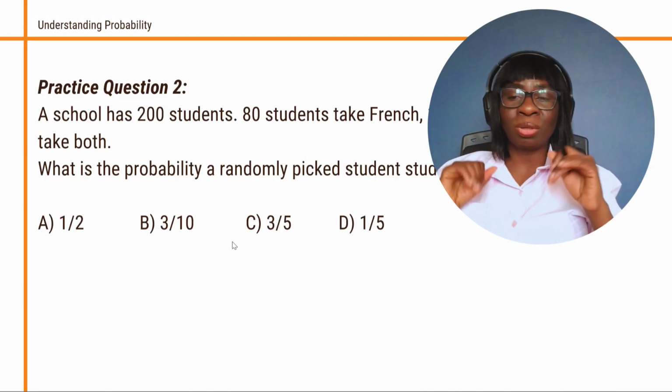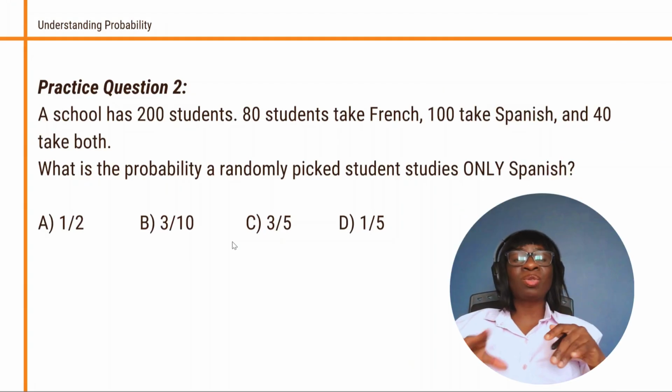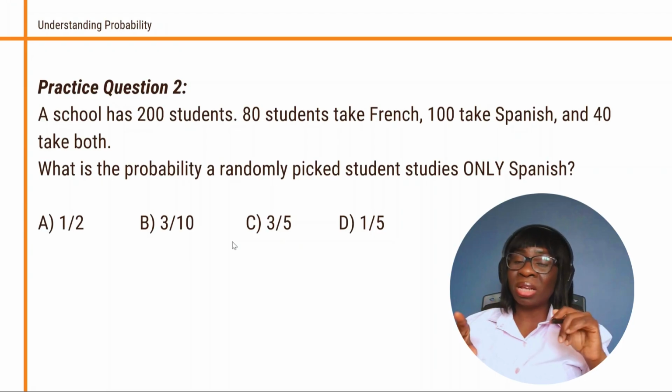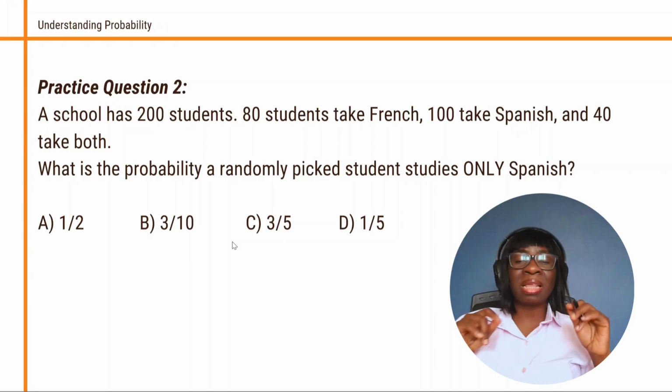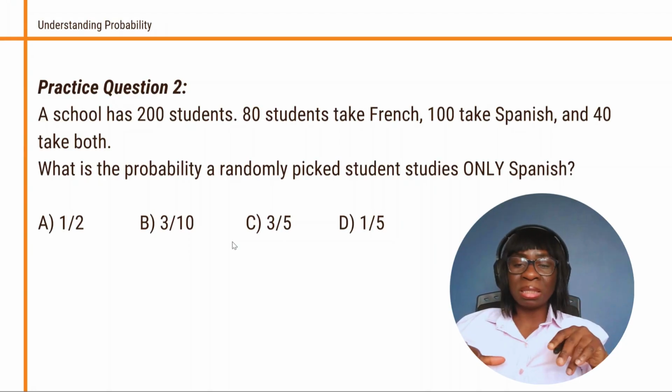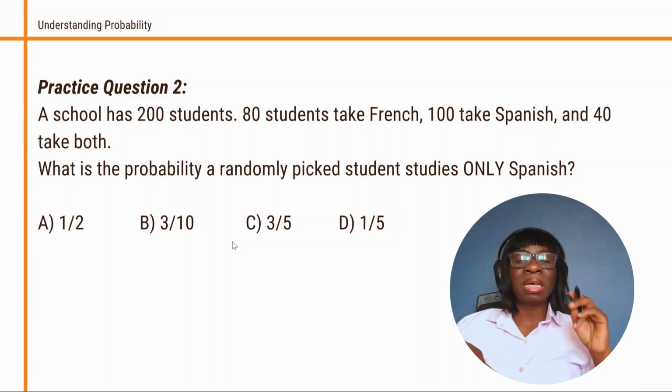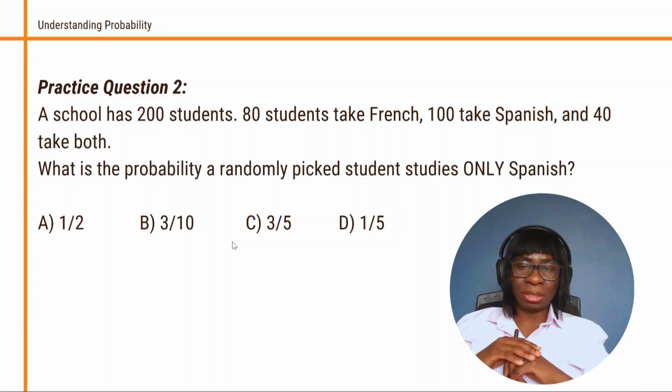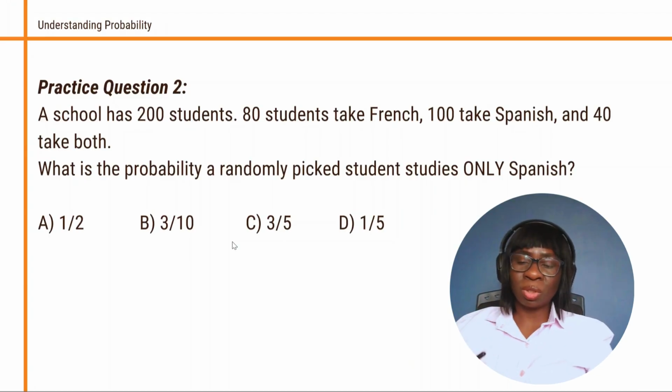Now, practice question 2. A school has 200 students. 80 students take French, 100 take Spanish, and 40 take both. What is the probability a randomly picked student studies only Spanish? How do you solve this one? Solve this and explain to me.